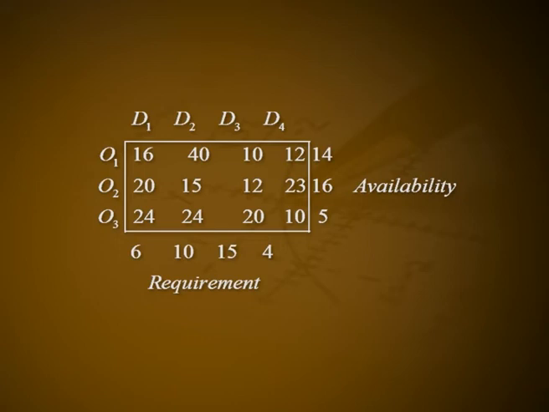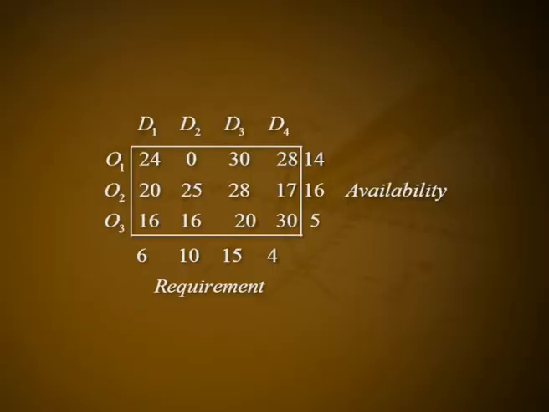The availability of the origin O1 is 14, that of O2 is 16 and that of O3 is 5. The requirement for the destination D1 is 6, D2 is 10, D3 is 15 and D4 is 4. Then the transportation is to be done in such a way that the total profit is maximum. Subtract each entry of the transportation matrix from the highest entry of the matrix.